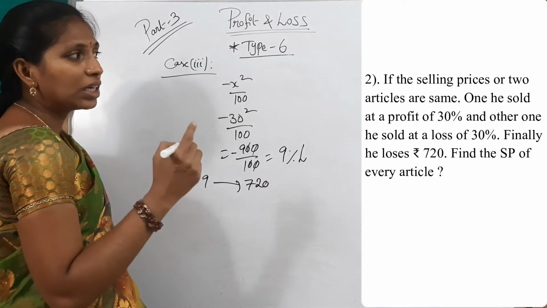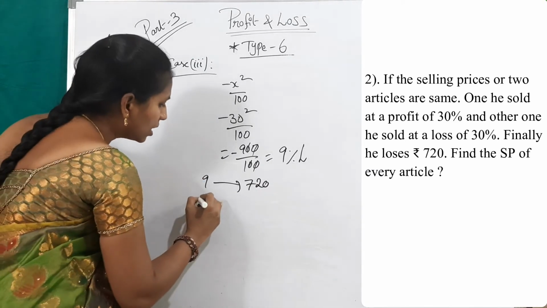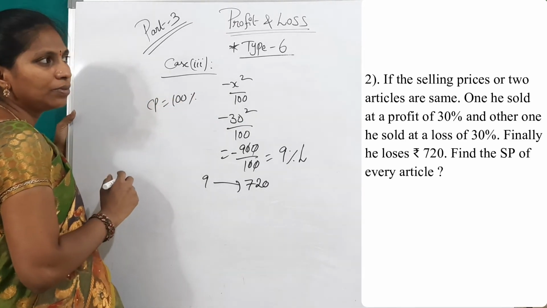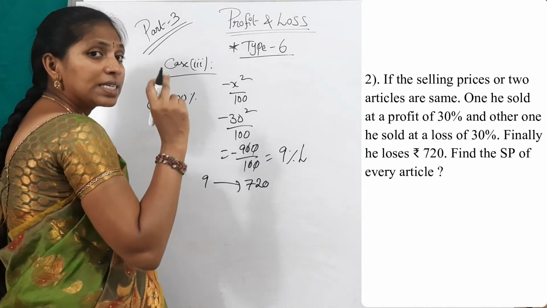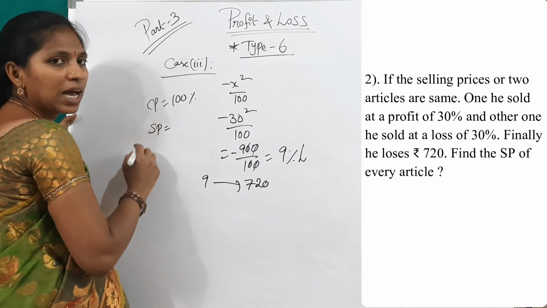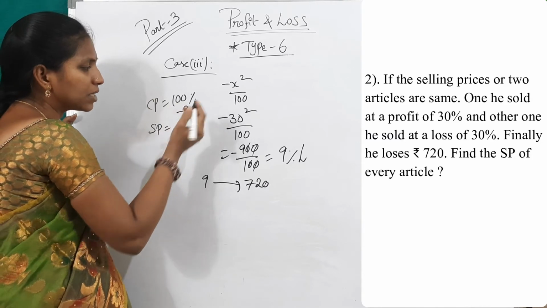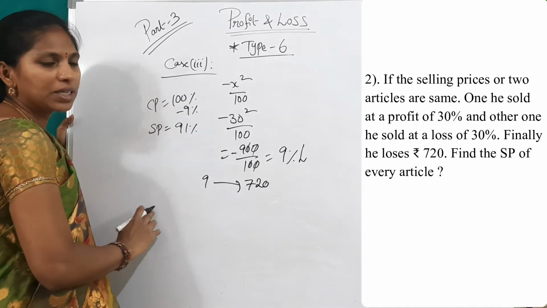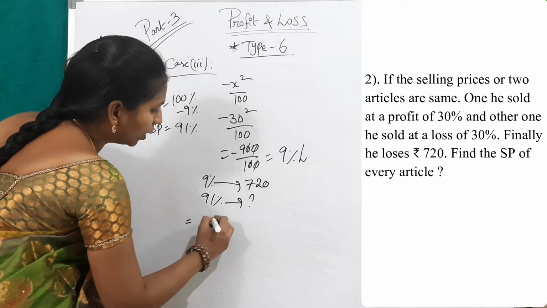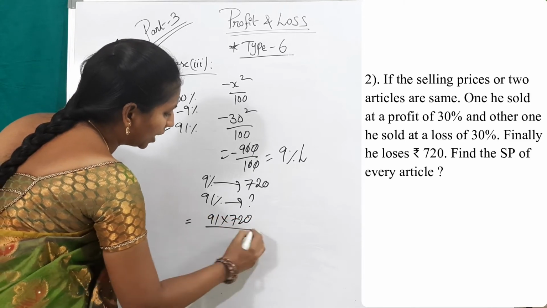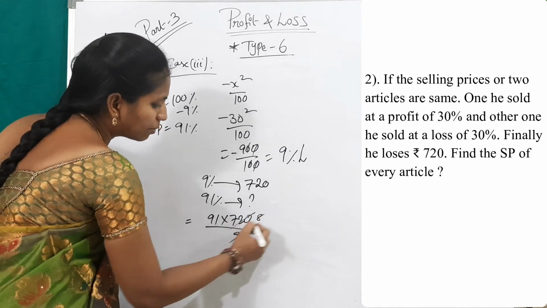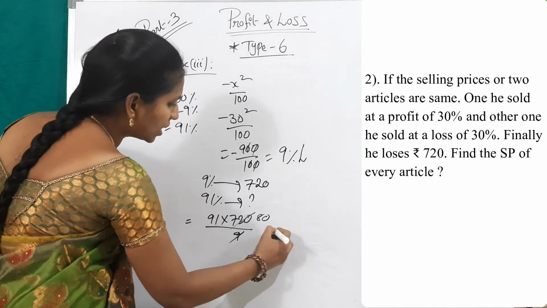Then finally find out the selling price of every article. Selling price means, here cost price is always 100%. But in this question they are asking the selling price. Here 9% loss means what about the selling price? 100% minus 9%, that is 91%. So find out the 91% value. That equals 91 into 720 by 9. 9 how many times cancelled? 8 times, 80. So what is the result?